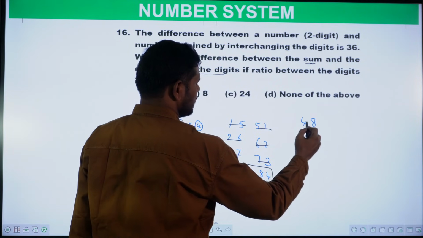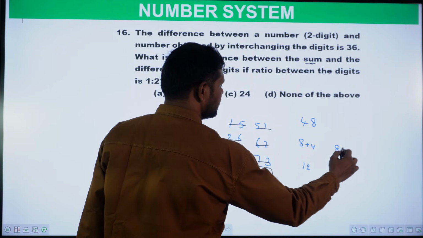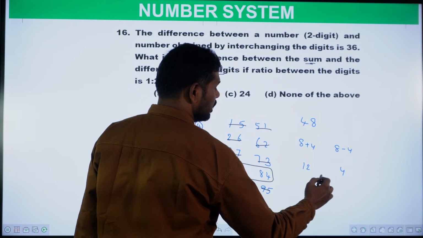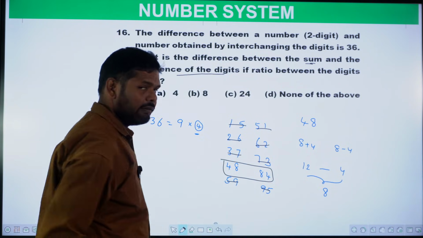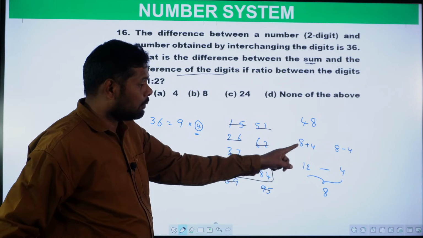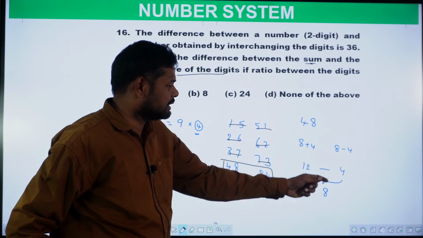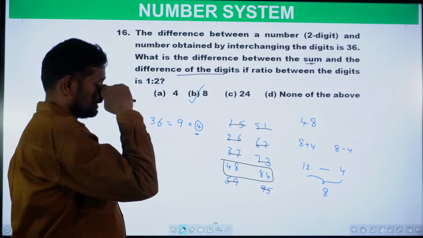Take 48: the sum of digits, 8 plus 4, is 12. The difference of digits, 8 minus 4, is 4. They are asking for the difference of the sum and the difference of the digits: 12 minus 4, which is 8. That is the correct answer.